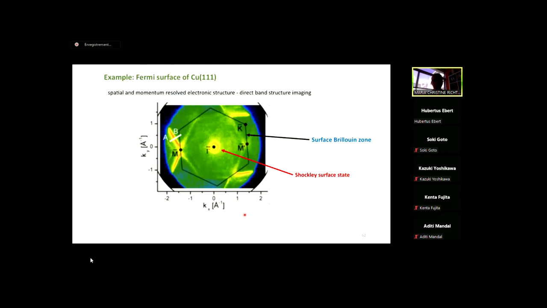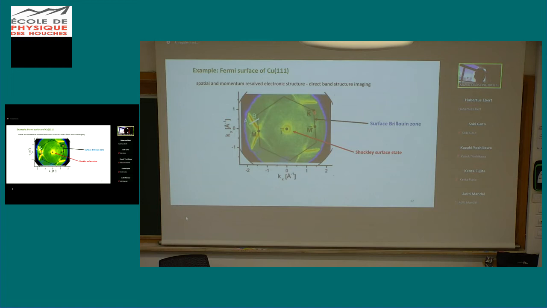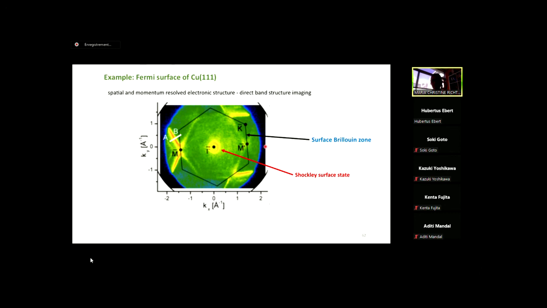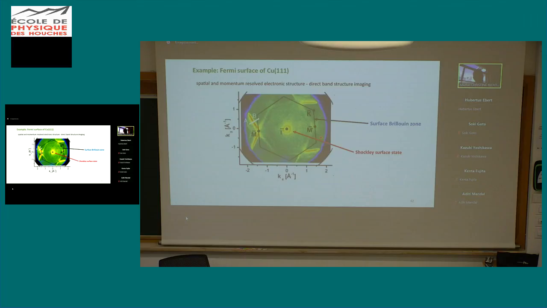So this is such a Fermi surface you obtain. You can see one interesting example now. I don't know which photon energy, but something of 10 electron volts. Maybe a helium lamp, probably, yes, it's a helium lamp, 21 electron volts of photon energy, and you see this Fermi surface, which is bigger than one Brillouin zone. And by the way, this is the Cu(111) surface, and you can resolve this Shockley surface state, which I have shown you in one of the first slides. Small circle. So this is one of the strategies.